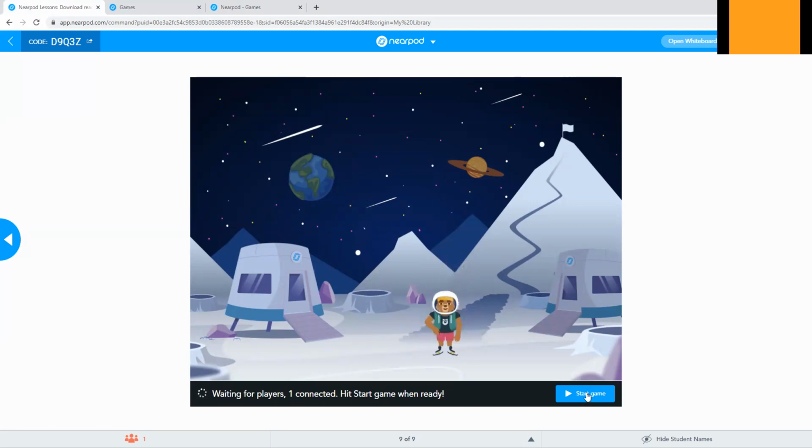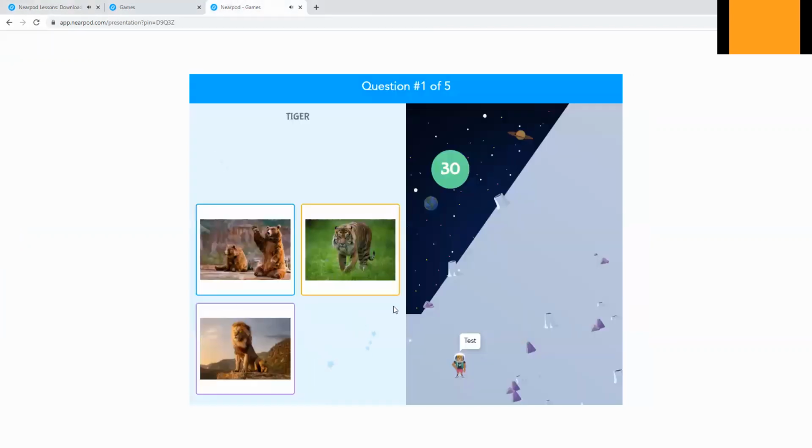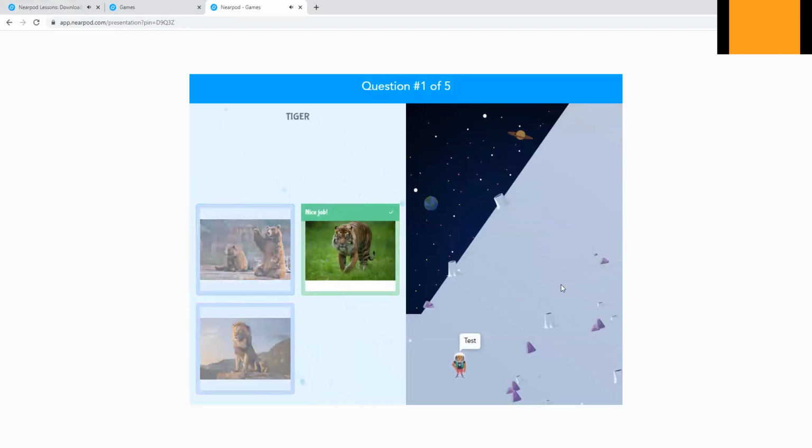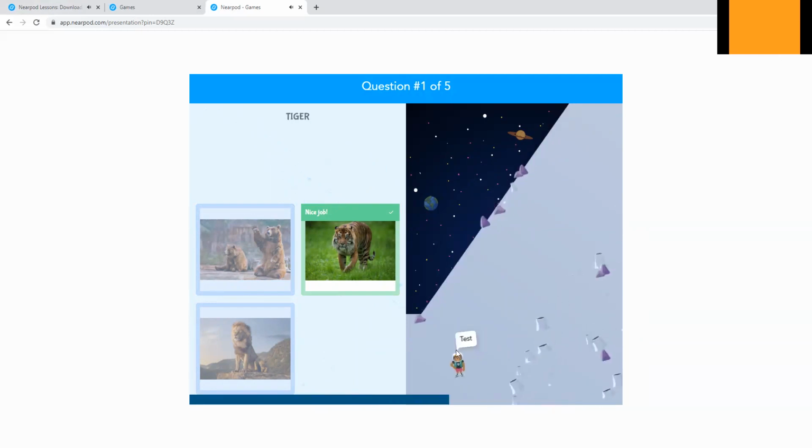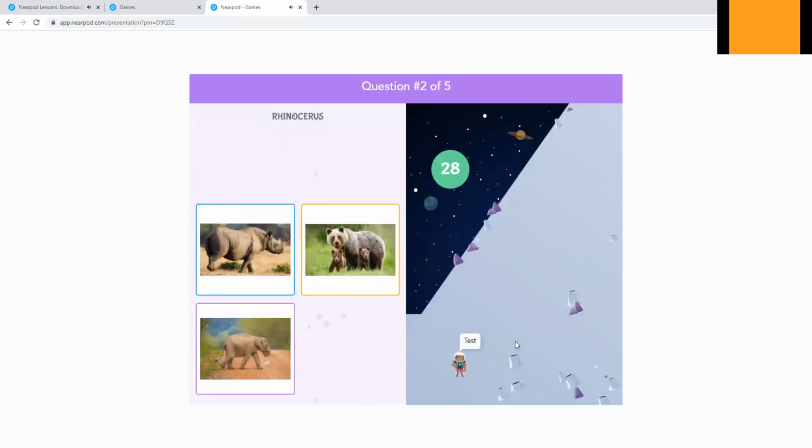Now let's start the game. This is how the students see it. This is the question. Every question has a 30 seconds limit, and the student needs to think fast and choose what they think the right answer is. Let's choose a tiger, and if we choose the right answer, we will climb the mountain. The faster we choose the right answer, the longer we move up the mountain.